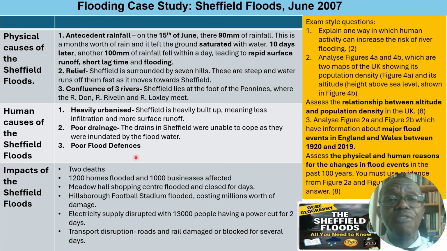Then we have poor flood defenses. Now, the flood defenses that were in Sheffield at the time were not sufficient to protect the town from flooding, and therefore they were easily broken or overtopped, or the water went above the flood defenses and flooded Sheffield.